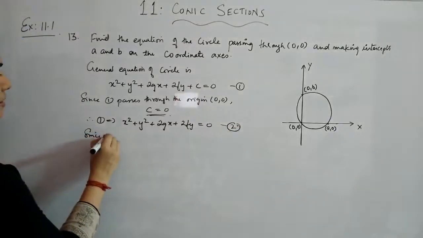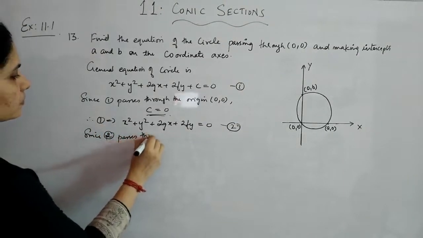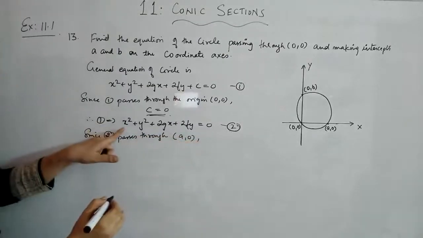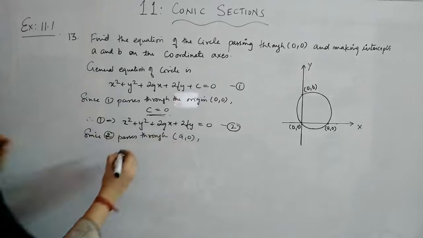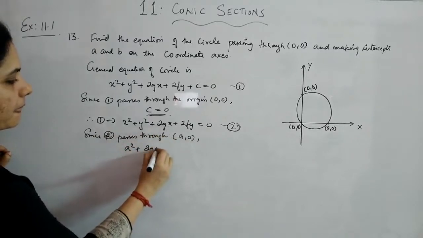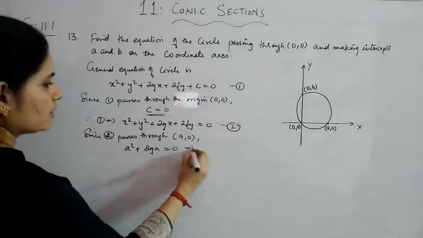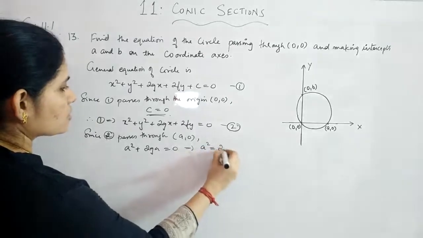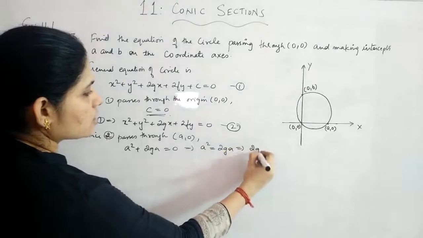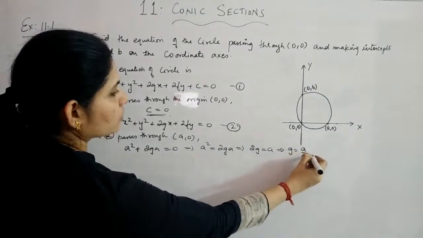Again, since equation 2 passes through a comma 0, replace x with a and y with 0. So we'll get a square plus 2ga, and the fy term is again 0 because y is 0, equal to 0. So from here you will get a square is equal to minus 2ga, or 2g is equal to minus a, or g is equal to minus a by 2, right?